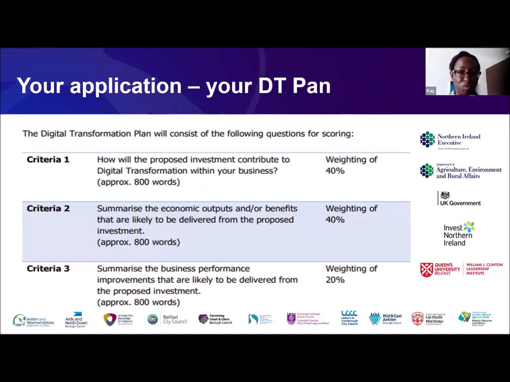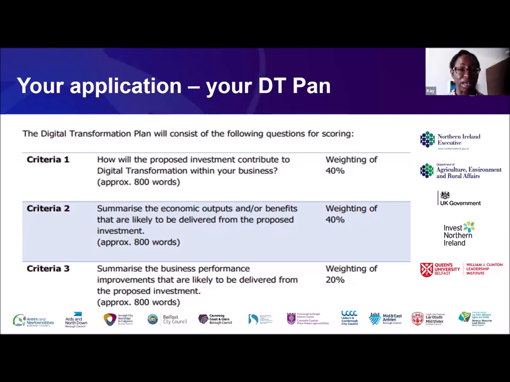This is roughly what your plan is going to look like. So there are 3 main criteria here, and we've got the first 2 that have a weighting of 40% each, and then the final one that has a weighting of 20%. So the first criteria is, how is the money that's going to be invested or given to you going to contribute to the digital transformation? So you've got 800 words there to start to explain what you're intending to do.